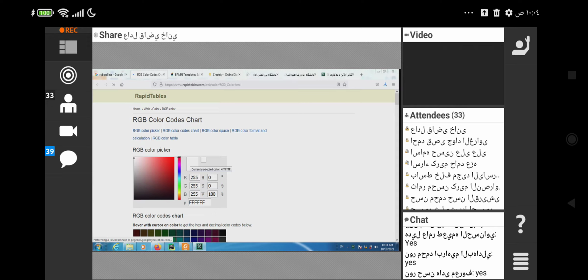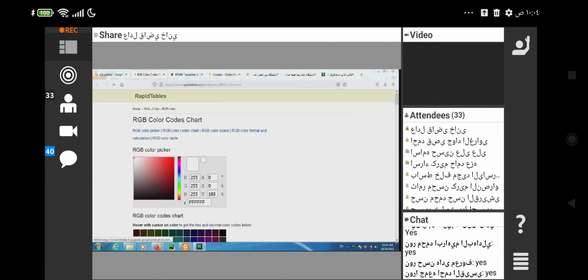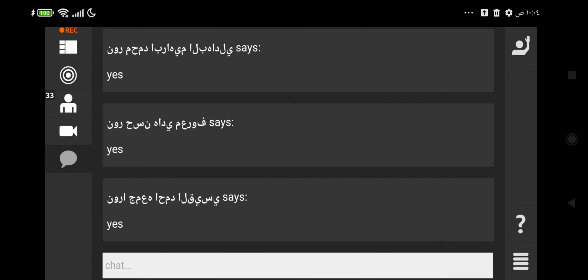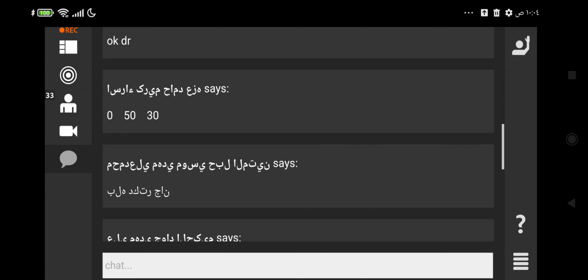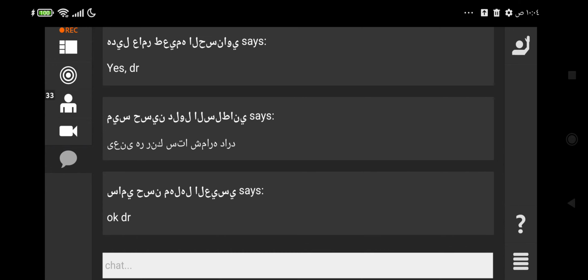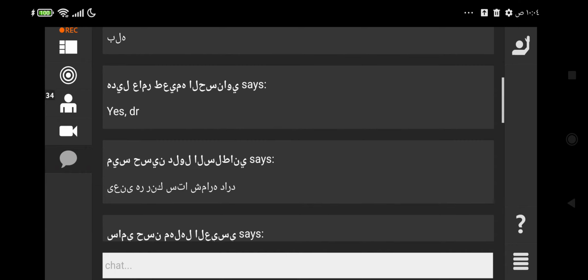Okay, you see here we have RGB. I will put the value R 100, G 100, and B 100. Okay, this is the color. It's a gray color, if we have R 100, G 100, and B 100.